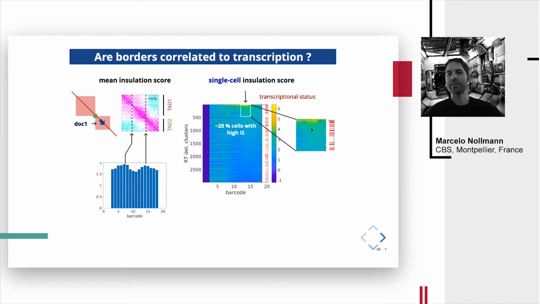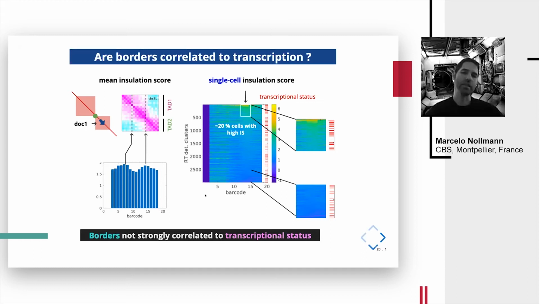You see that even cells with very high insulation scores can be either expressing or not expressing the DOC1 gene. So there doesn't seem to be, again, a correlation between gene expression of DOC1 and the existence of a TAD border. We can look at the other end of this map, and here we see very low insulation scores. It means here that probably the two TADs are very close together. There is no physical border between the two. And again, you see many cells where DOC1 is happily expressing and many cells where it's not expressing. So again, the conclusion from this is that borders are not strongly correlated to transcriptional status in this case.